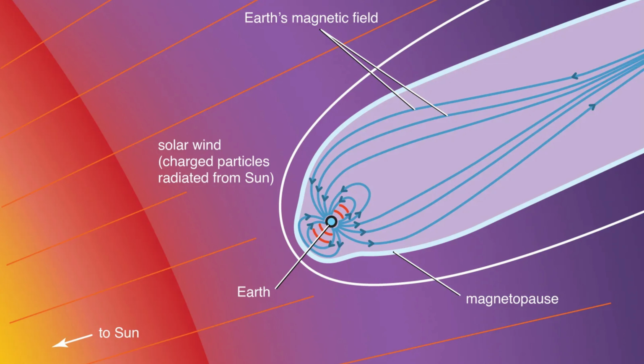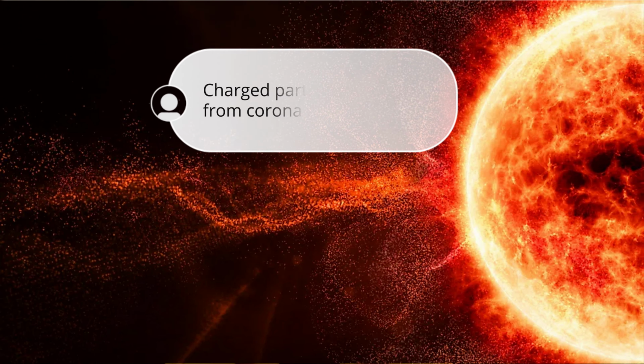The study of the solar wind is an important area of research in solar physics and space science. Scientists use a variety of instruments, including satellites and ground-based observatories, to study the properties and behavior of the solar wind. By studying the solar wind, scientists can gain insights into the fundamental processes that govern the behavior of the Sun and the space environment around it.